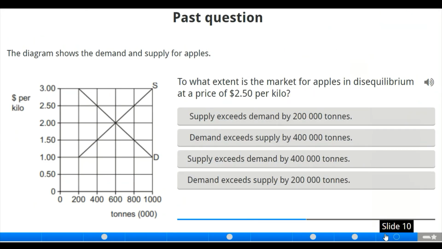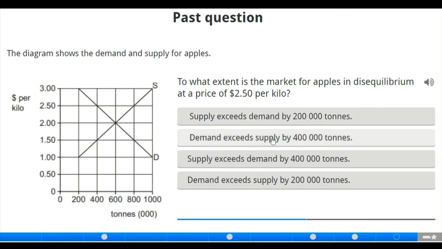Moving to the next activity, we have a diagram showing the demand and supply for apples. Look at this diagram. To what extent is the market for apples in disequilibrium at a price of $2.50 per kilo? Let us check the options. Supply exceeds demand by 200 tons? Is that so? Let us check. Even though supply exceeds demand, it is not by 200 tons.